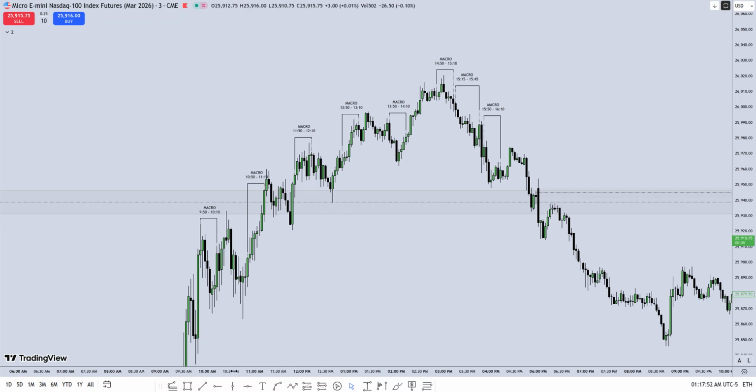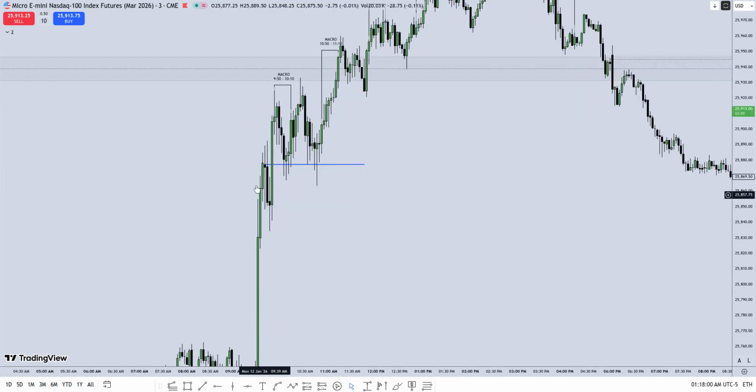So first trade was an order block trade. So we had 9:50 to 10:10 macro coming back into this order block, so respected that clean. So this is a bullish order block.